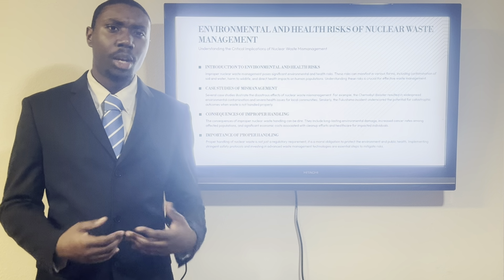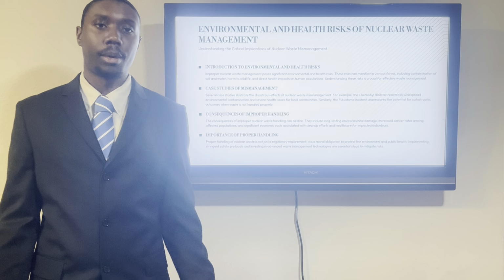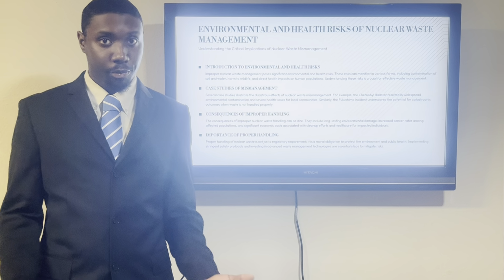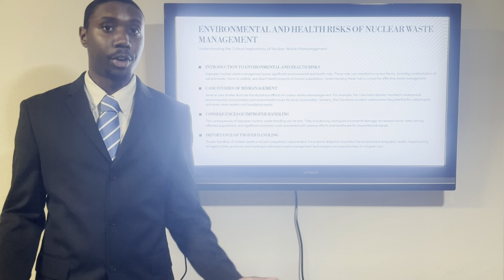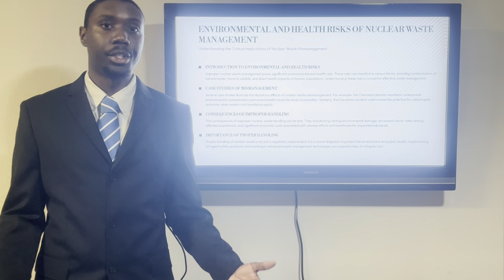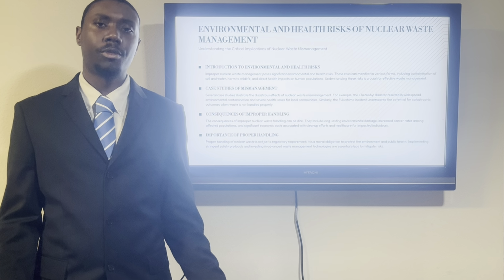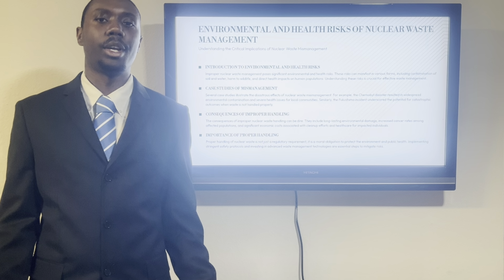Improper nuclear waste management presents significant risks to both environmental and human health. If mishandled, it can contaminate soil and water, which is very harmful to wildlife and can lead to serious health issues for local populations. Understanding and mitigating these risks is very crucial for safe waste management.